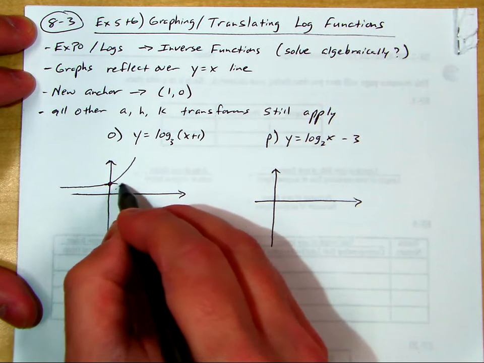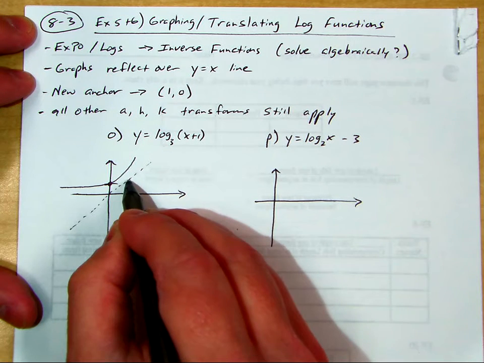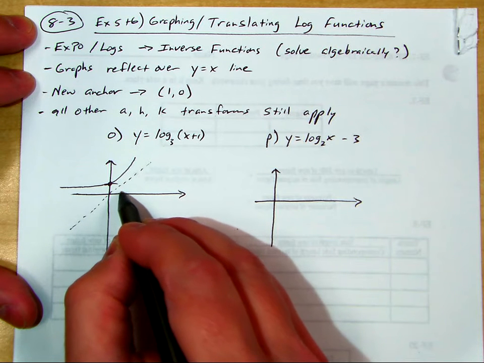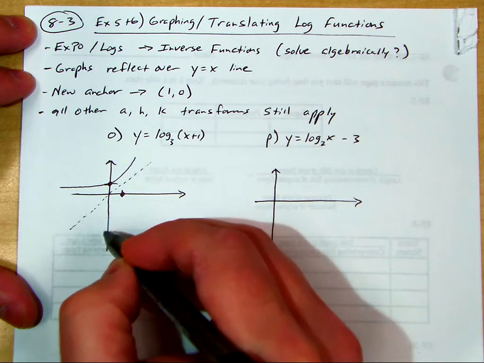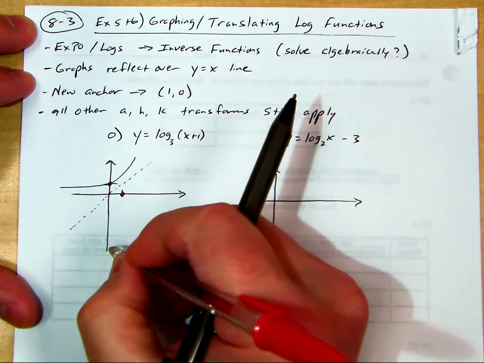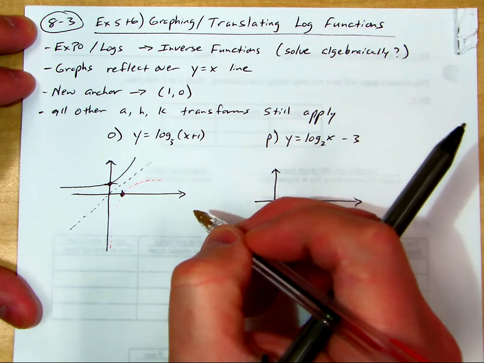Now the y equals x line is this 45-degree line right here. It's every x coordinate equals the y coordinate. If I was to reflect this graph over the y equals x line, my new anchor would go right there, and let's put this in a different color. The new graph would look something like that. Hope you can see that on the page.